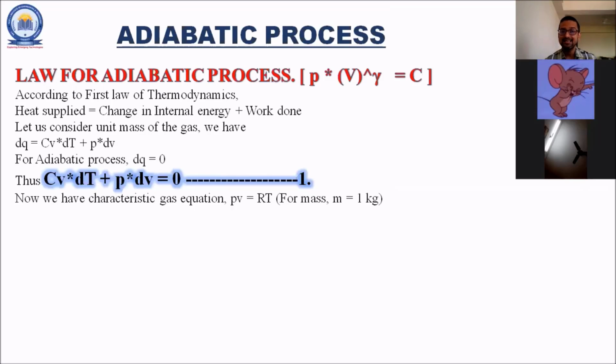Now we are considering the characteristic gas equation. The characteristic gas equation is written as PV is equal to RT, because in the characteristic gas equation we are considering mass is equal to 1 kg. So now I will be differentiating this equation. And for differentiating this equation, I will be taking the logic. Remember this point, that is d by dx of u into v, that is equal to u dv by dx plus v du by dx.